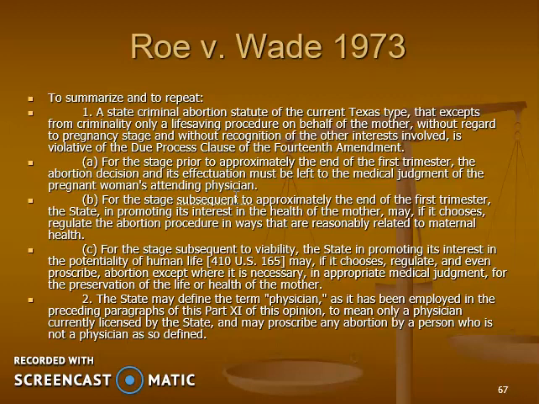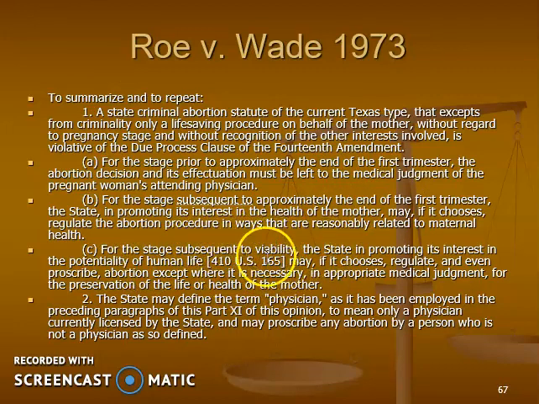B, for the stage subsequent to approximately the end of the first trimester, state in promoting its interest in the health of the mother may, if it chooses, regulate the abortion procedure in ways that are reasonably related to maternal health. So in other words, if the woman's health is in danger, she can still have an abortion. If it's not in danger during this approximately in the first, well, let's get to C.